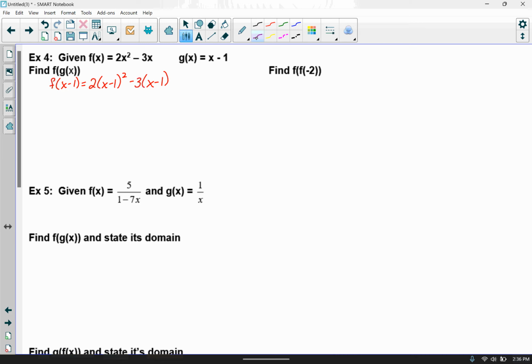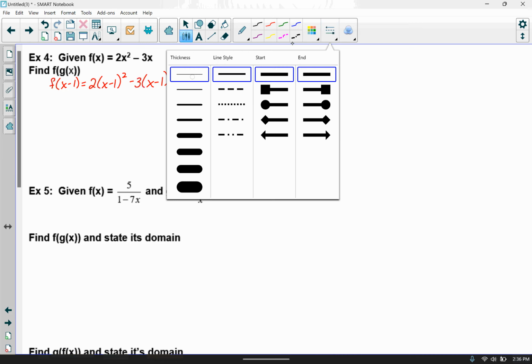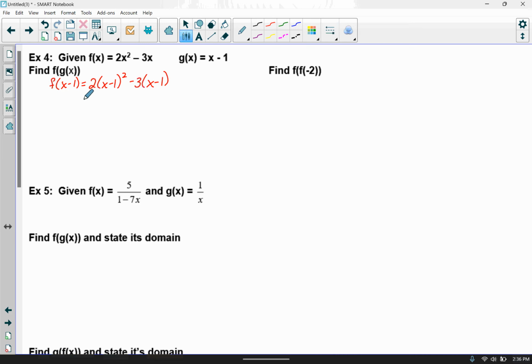All right, so now I'm going to take that x minus 1 and write it twice so I can FOIL it. I'm going to take that negative 3 and distribute it through, so I have minus 3x plus 3. All right, so now let's FOIL. First, that will give me x squared minus 1x plus 1.